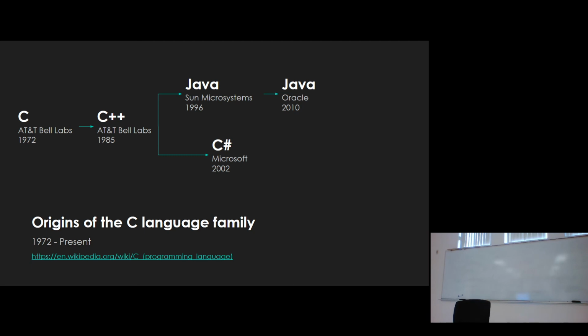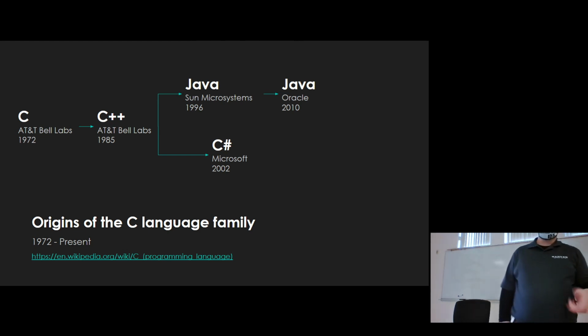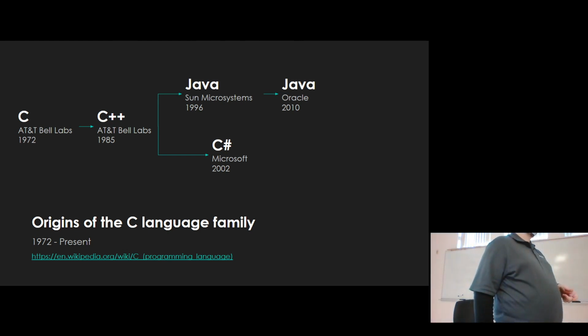And there's also some history here. Something happened in 2010 with Java, namely that it was bought out by Oracle. So originally Java had been created by Sun Microsystems and was later bought out by Oracle.